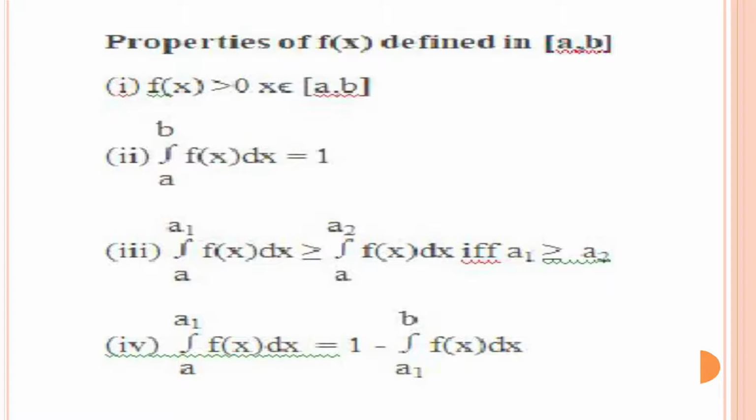Property 3: the integral from a to a1 of f of x dx is greater than the integral from a to a2 of f of x dx if and only if a1 is greater than a2. Fourth property: the integral from a to a1 of f of x dx is equal to 1 minus the integral from a1 to b of f of x dx.